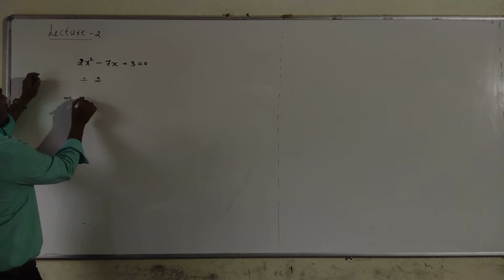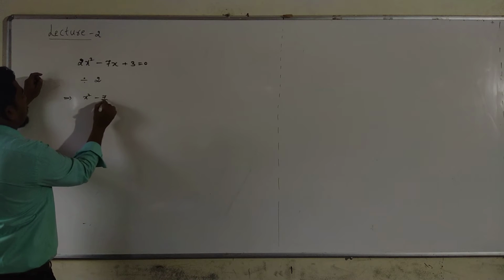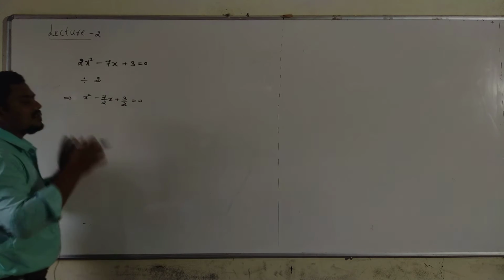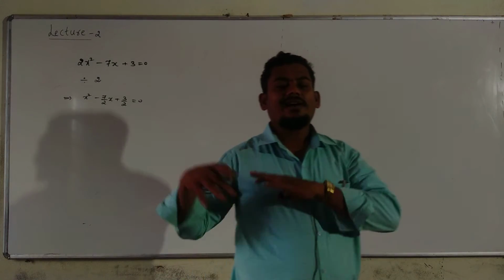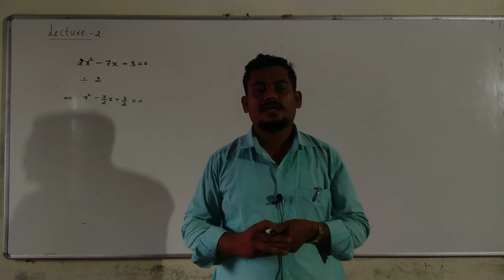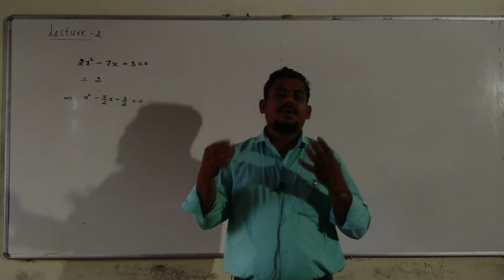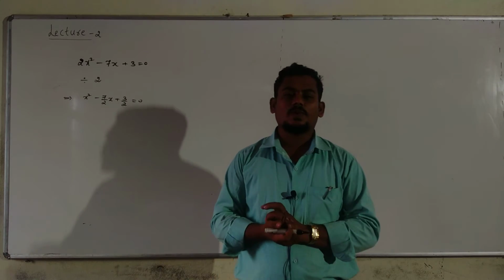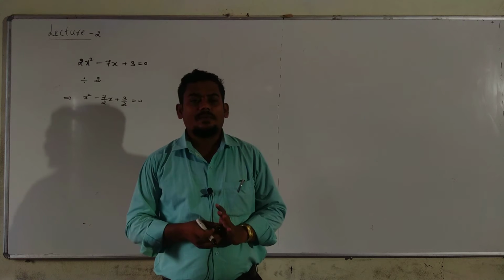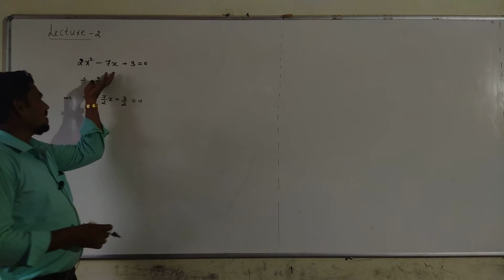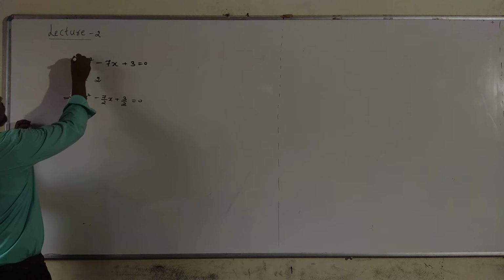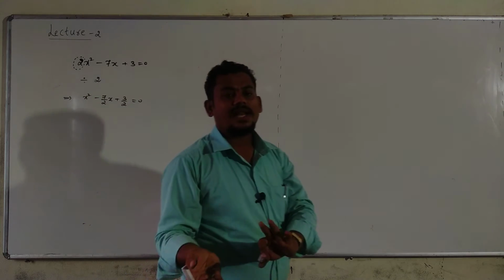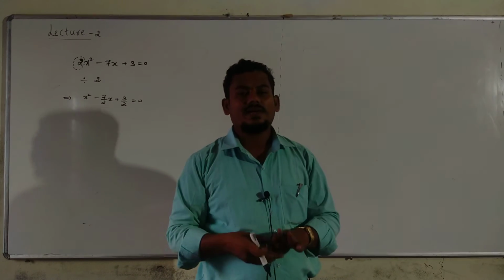Then it becomes x square minus 7 divided by 2 into x plus 3 divided by 2 is equal to 0. Now it is still not a perfect square, so we can't write this in the form a plus b whole square. If it is like a square plus b square minus 2ab, then directly we can write a minus b whole square. If the coefficient of x square is 1, well and good. If it is not, then make it 1.